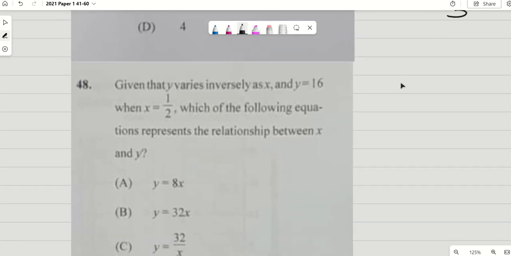Given that y varies inversely, so they say y varies, right? It is inversely.